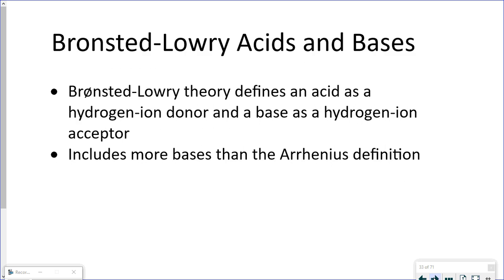All right, our second type of acid and base that we're going to come across, and this is a new definition for you guys, are Bronsted-Lowry acids and bases. Bronsted-Lowry theory defines an acid as a hydrogen ion donor, so still something that gives up a hydrogen. However, bases are the hydrogen ion acceptors. So that hydrogen simply transfers from the acid onto the base. This allows us to have more bases than the Arrhenius definition because our base does not have to have hydroxide in it.